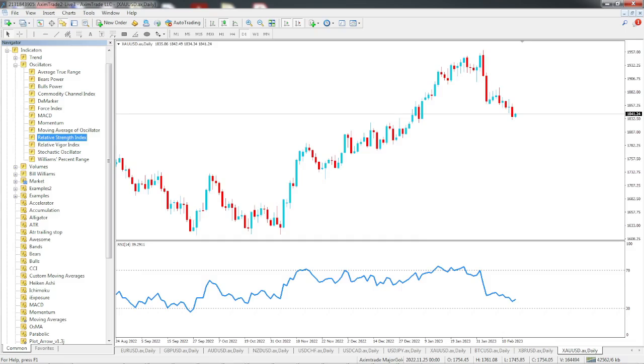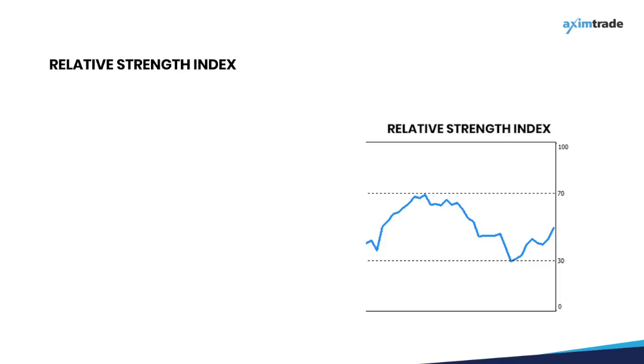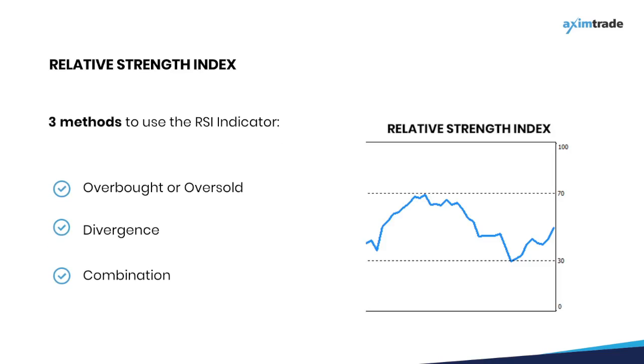Now let's look at how to use the RSI indicator in trading. There are 3 methods in which traders can use the RSI indicator during trading. They are identifying the oversold and overbought, identifying the divergence between the RSI indicator and the market, and using the RSI in combination with trend indicator. Let's look one by one in detail how to use them.